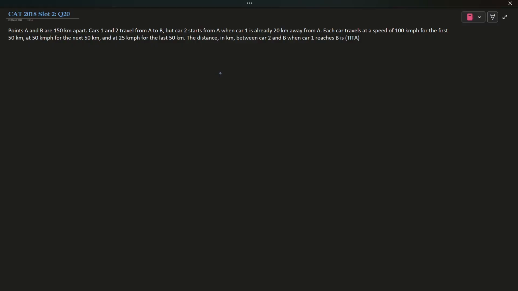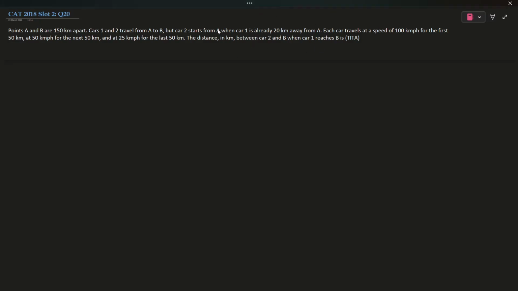Points A and B are 150 km apart. Cars 1 and 2 travel from A to B, but car 2 starts from A when car 1 is already 20 km away from A. Each car travels at a speed of 100 km per hour for the first 50 km, at 50 km per hour for the next 50 km, and at 25 km per hour for the last 50 km. Find the distance in kilometers between car 2 and B when car 1 reaches B.